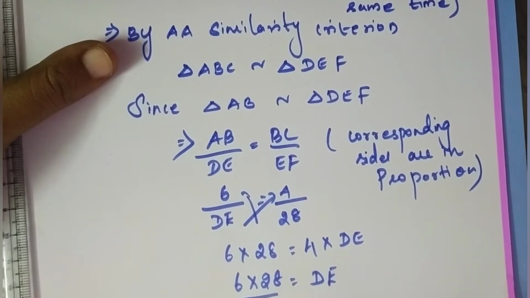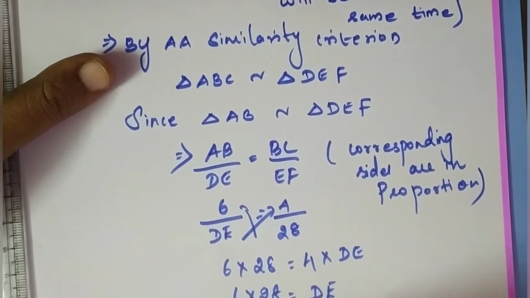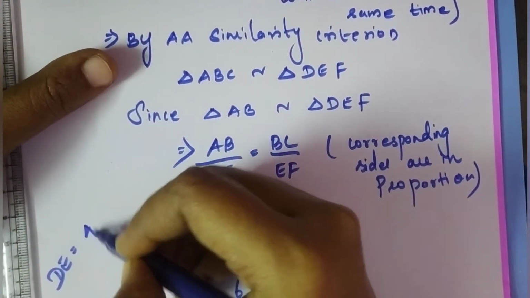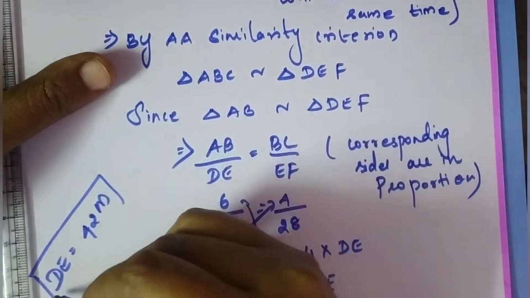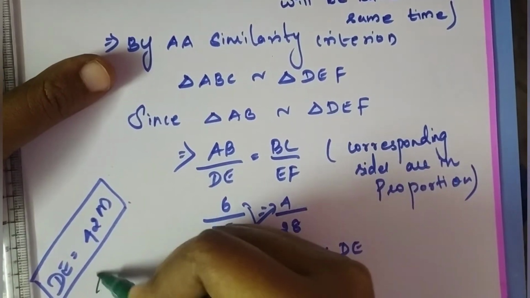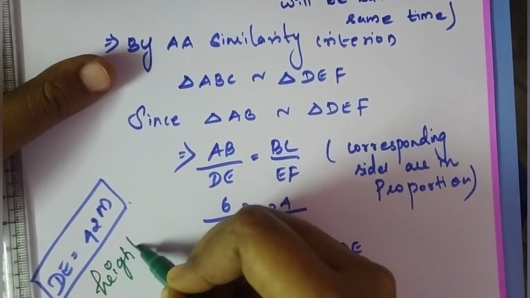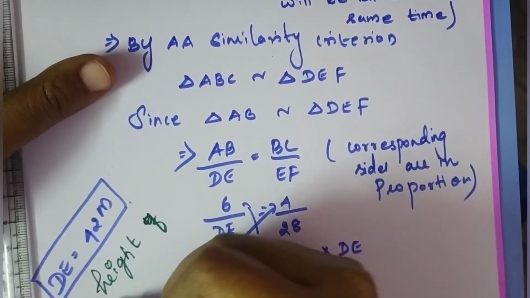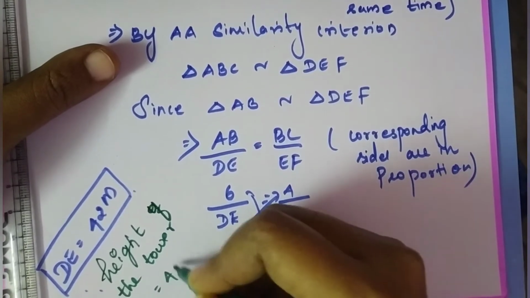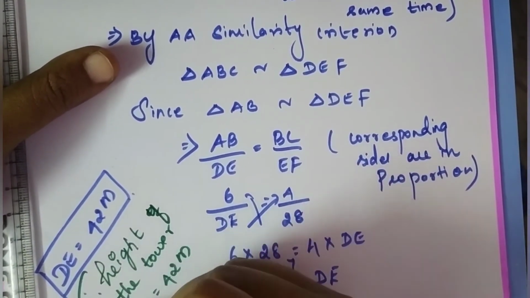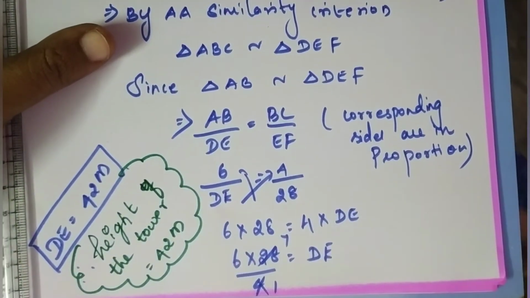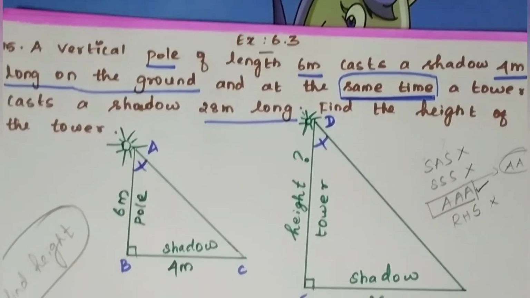By which table we can cancel this? 7 4s are 28. So DE is equal to 42 meters. That is the height of the tower. The height of the tower is 42 meters. Clear? Thank you.